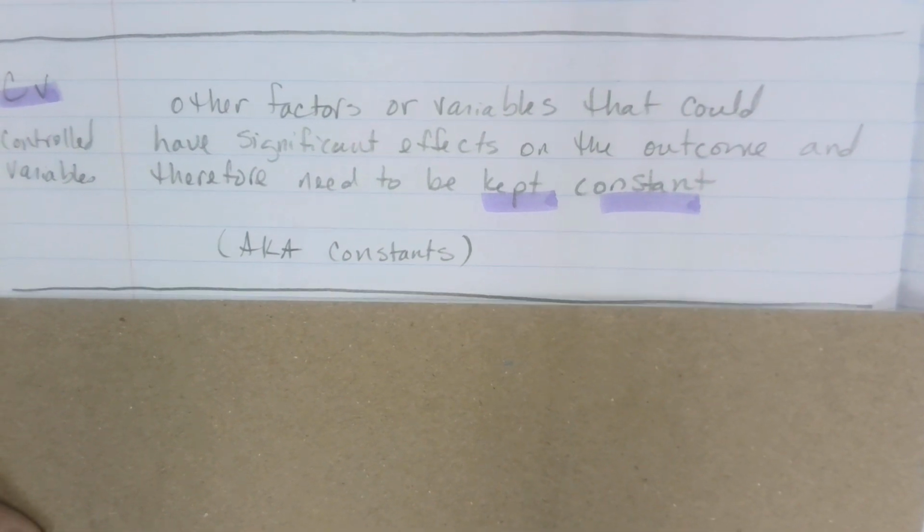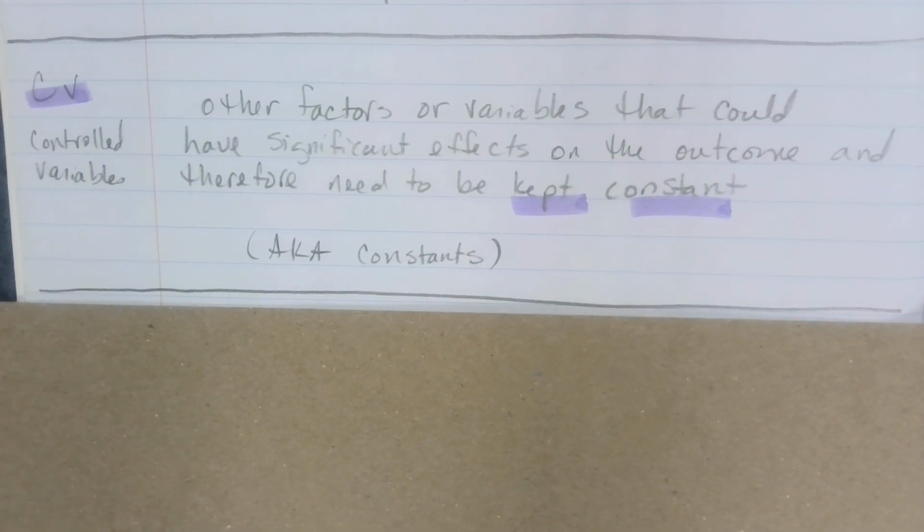The controlled variables are abbreviated CV. And there are other factors or variables that could have significant effects on the outcome of the experiment, so they need to be kept constant. And so that's why controlled variables are also known as constants. So controlled variables are other factors or variables that could have a significant effect on the outcome and therefore need to be kept constant.